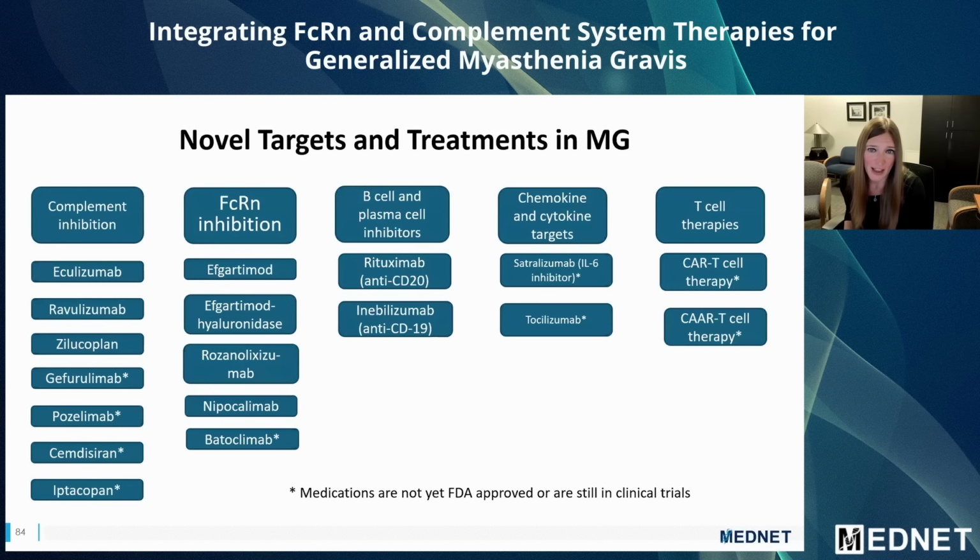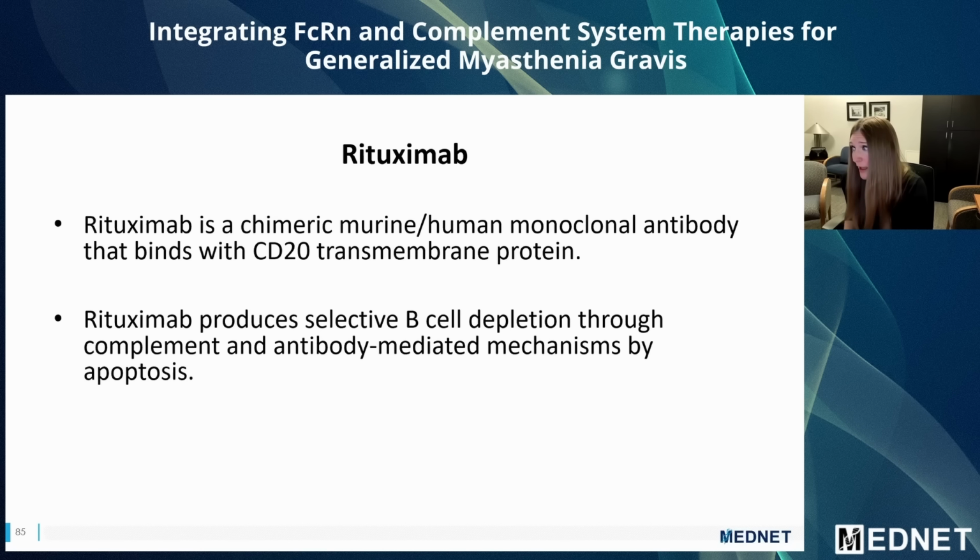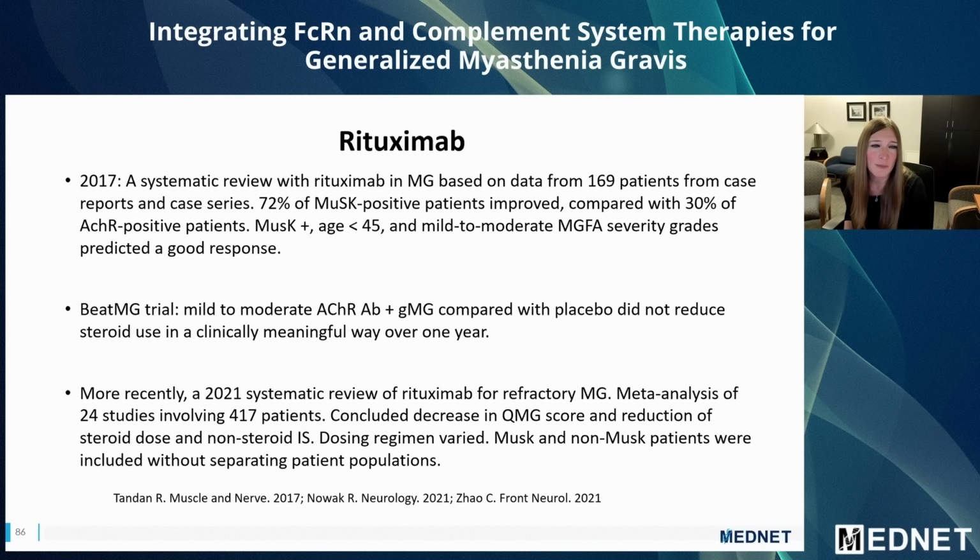And then we have the B cell inhibitors. We talked a little bit about rituximab, and I'm sure you're familiar with using this. There have been a number of mixed trials. There was one in 2017, a systematic review that looked at both acetylcholine receptor positive MG and MuSK patients, and showed a benefit of rituximab in MuSK.